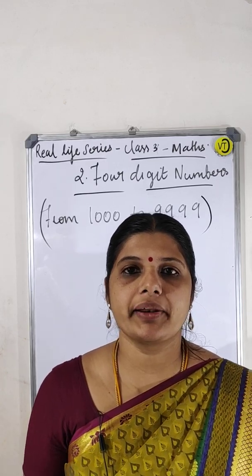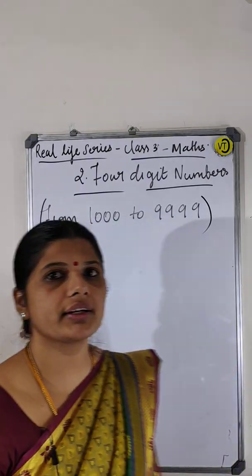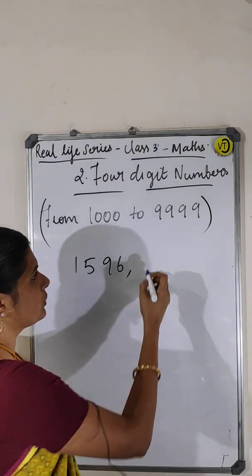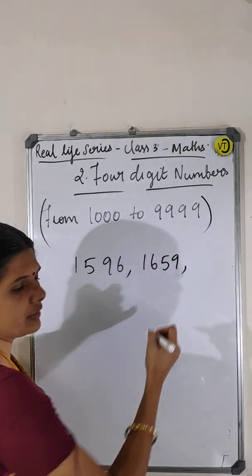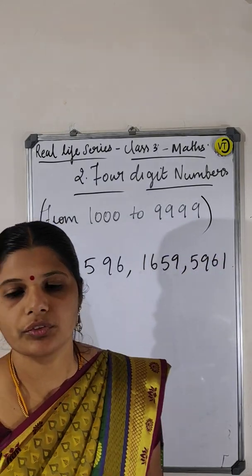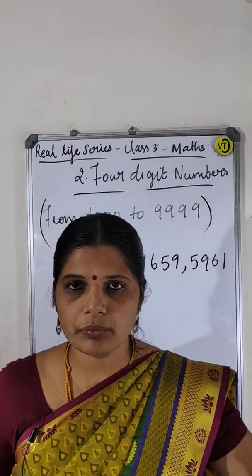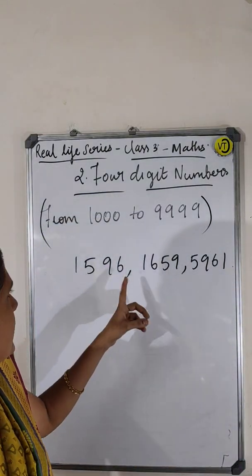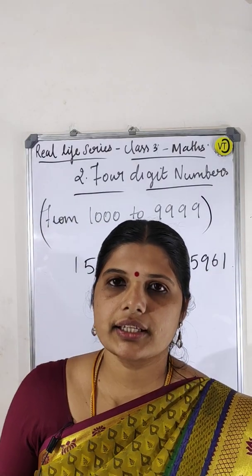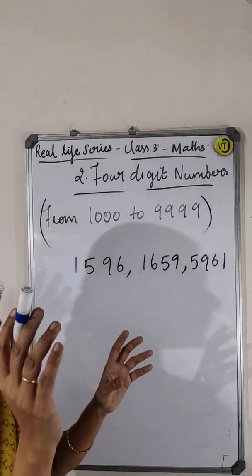The next topic is place values. Now consider the numbers 1596, the next number is 1659, the next number is 5961. So what do you notice in this, guys? All three numbers are formed with the digits 1, 5, 6, 9. It's a cluster like that. Let us consider the digit 5 in the three numbers. Only 5 you focus on here.